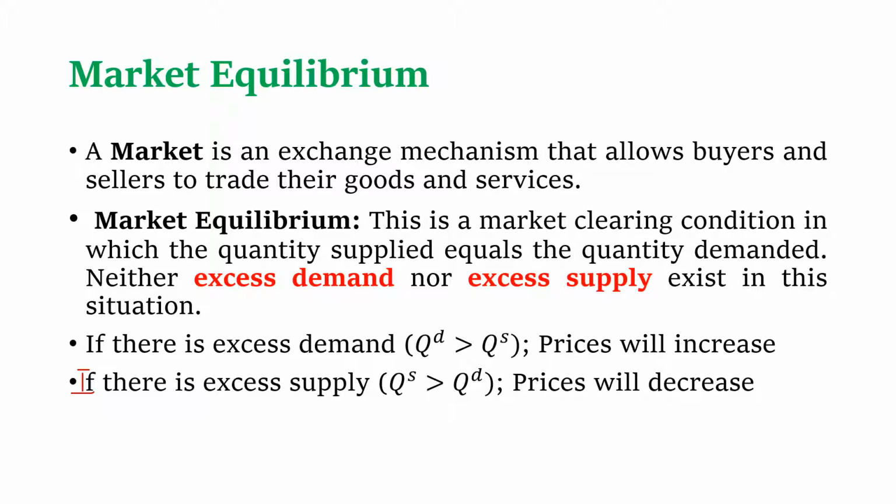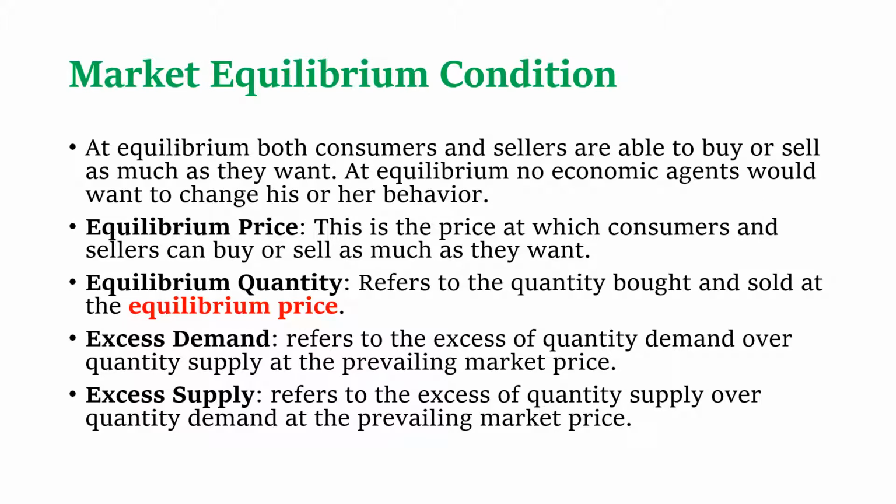So the point is, equilibrium is reached when all bidding stops. There will be no bidding up the price, there will be no bidding down the price. So everything remains at that particular level. At equilibrium, both consumers and sellers are able to buy or sell as much as they want. So that means nobody is able to change his behavior.